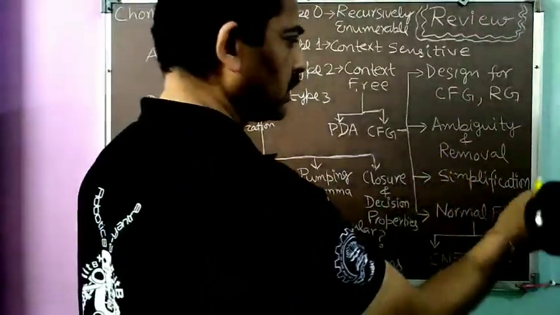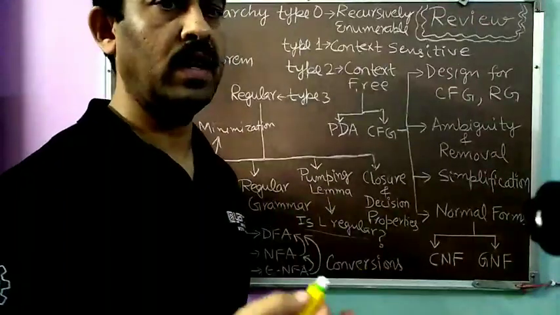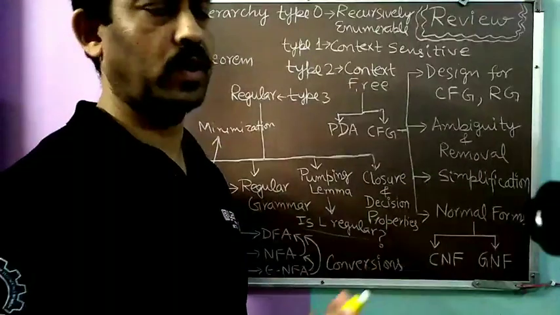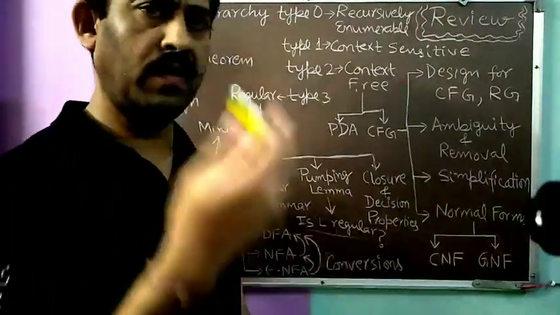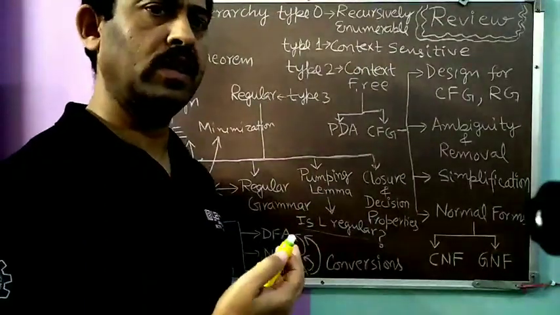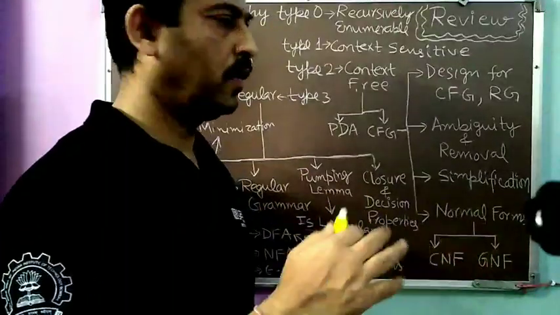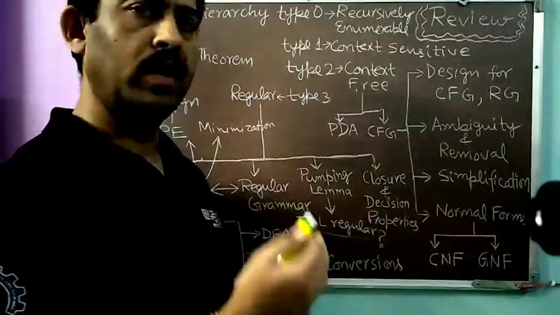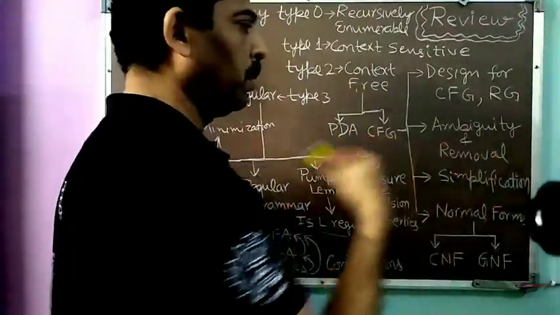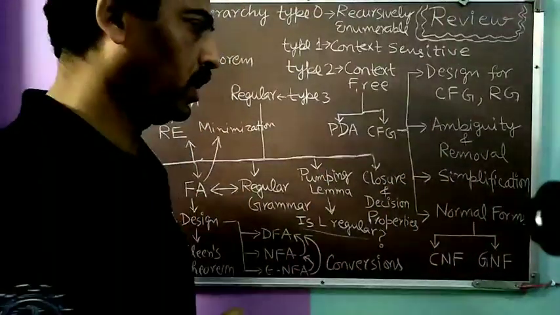Then we have discussed the simplification of CFG. The simplification of CFG is nothing but the removal of certain useless things from the grammars and their productions. In this simplification, we have discussed 4 kinds of simplification: removal of all the variables which do not derive a terminal string, removal of symbols which do not appear in any sentential form, removal of null productions, and removal of unit productions. These simplifications help us to optimize the design of our context-free grammars.